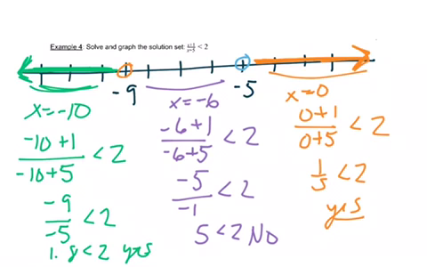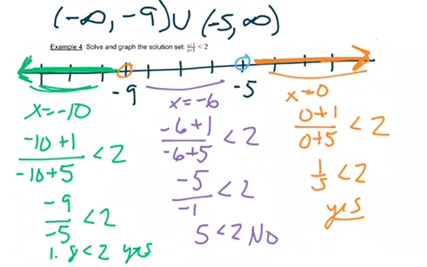We read from the left, so we get negative infinity. And then we go to negative 9. Parenthesis, start at negative 5, and it goes to infinity, and put a U between them.